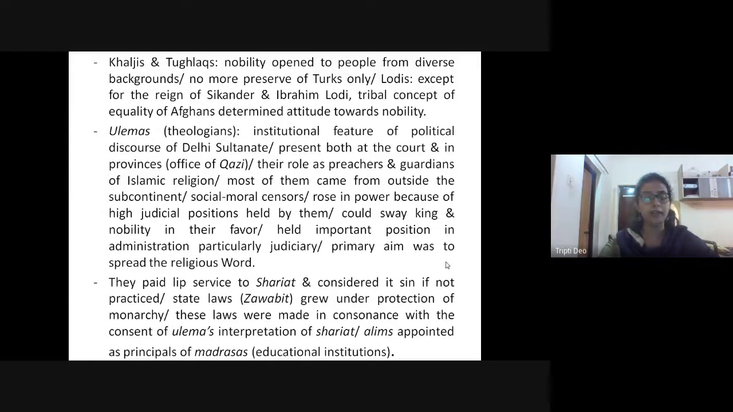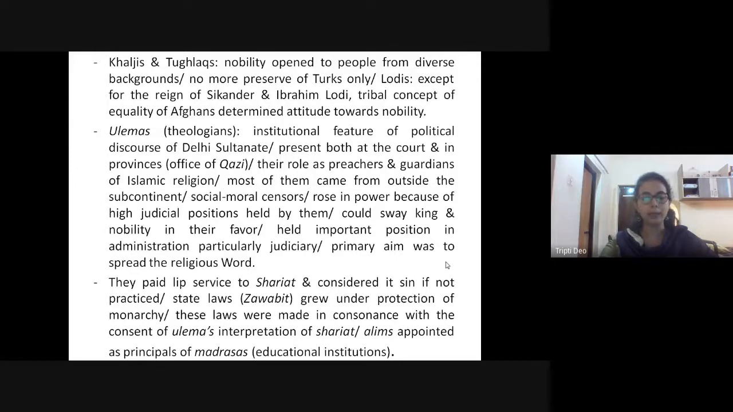and nobility in favor. So they had a very, very significant and powerful role in terms of influencing the king and the nobles. They held important positions in the administration, particularly judiciary. Their primary aim was to spread the religious word, which here means the Islamic law, the Islamic religion. They paid lip service to Sharia and considered it sin if not practiced. So they would constantly remind the Sultan that according to Sharia, according to Quran, according to Hadith, you should be doing this. They were constantly guiding the Sultan to follow the Quran and its precepts.